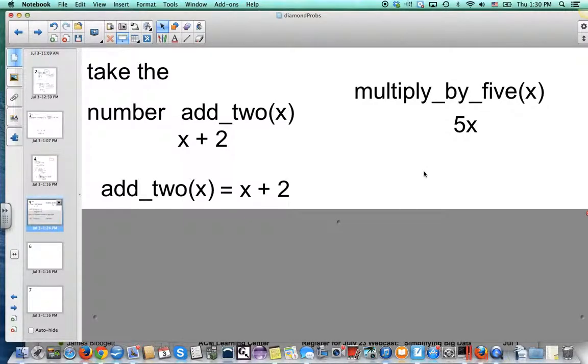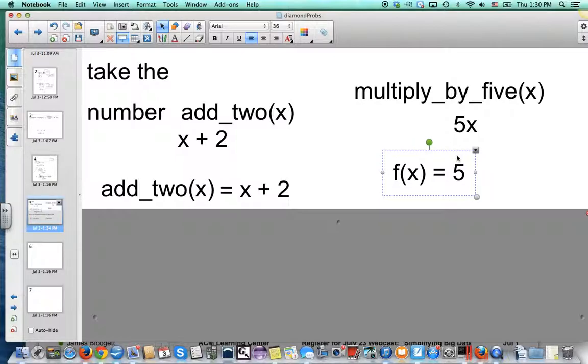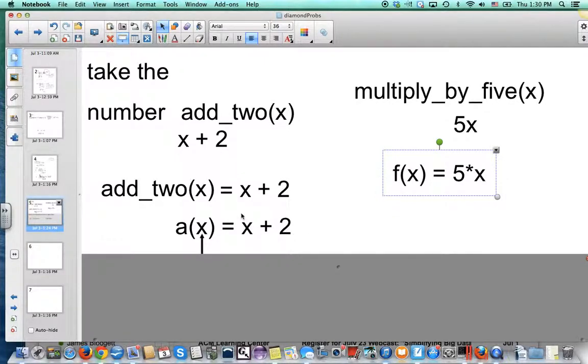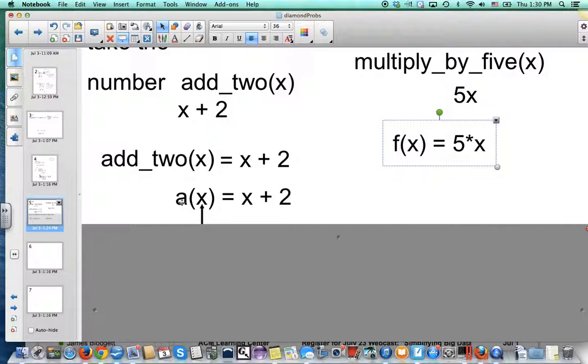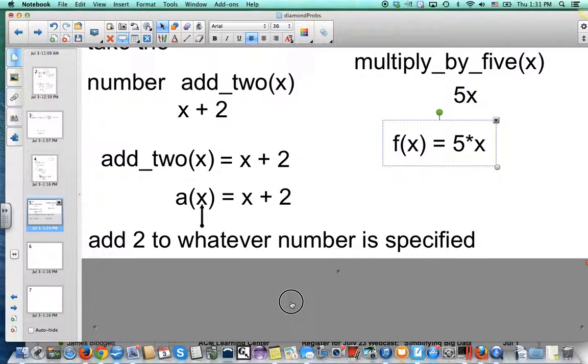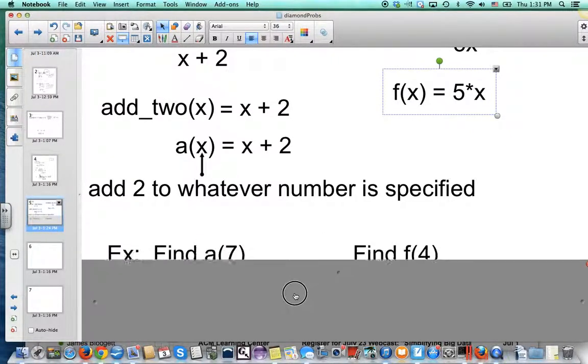So we're going to call that, just because I don't want to keep writing multiply by 5, I'm going to put f for 5. So f of x means take x and multiply it by 5. Take whatever number I give you and multiply it by 5. I don't know what number you're going to give me, so I'll just put an x in there for now. And this add 2 one, we'll call that a for add. Add 2 to some number. I don't know what number you're going to give me yet, so I'll just say it's x plus 2. But it means add 2 to whatever number you specify.